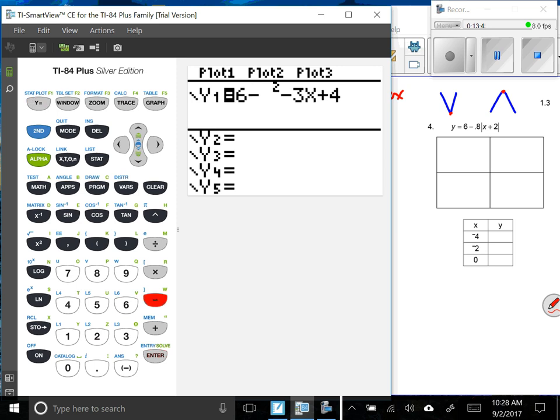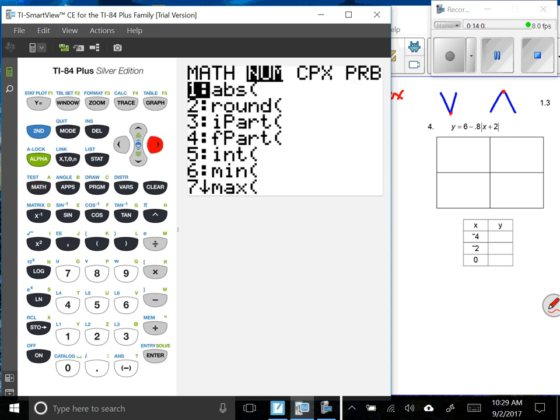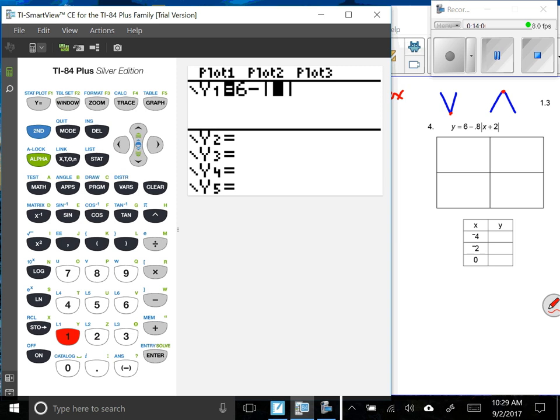The absolute value key was in the math button. Oh, oops, I forgot to get clear. Y'all see how I started typing on top of the old one? That almost always will mess you up, so I need to clear and start that over again. Okay? 6 minus math. You go to the right number and type a 1, and there's your absolute value bars.